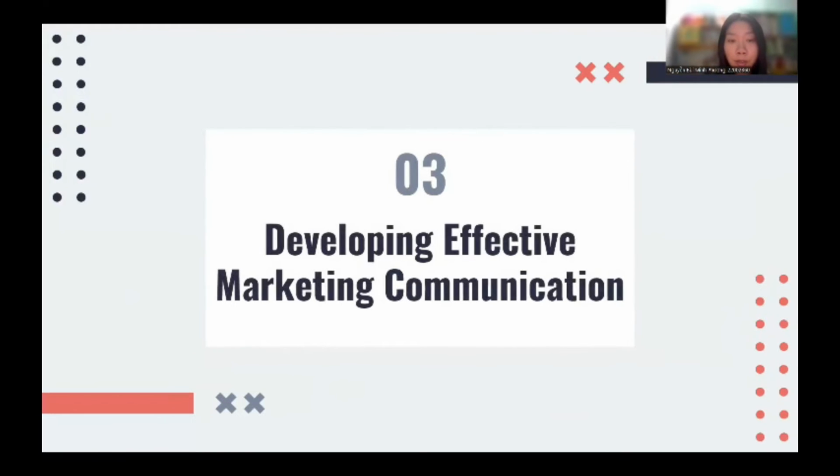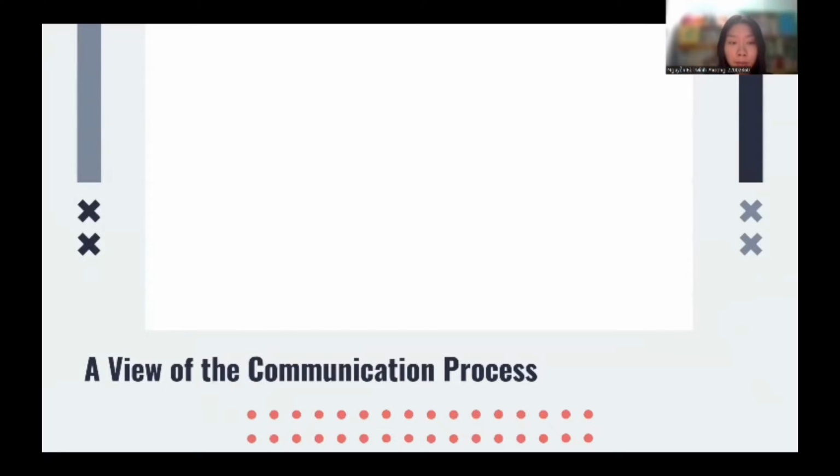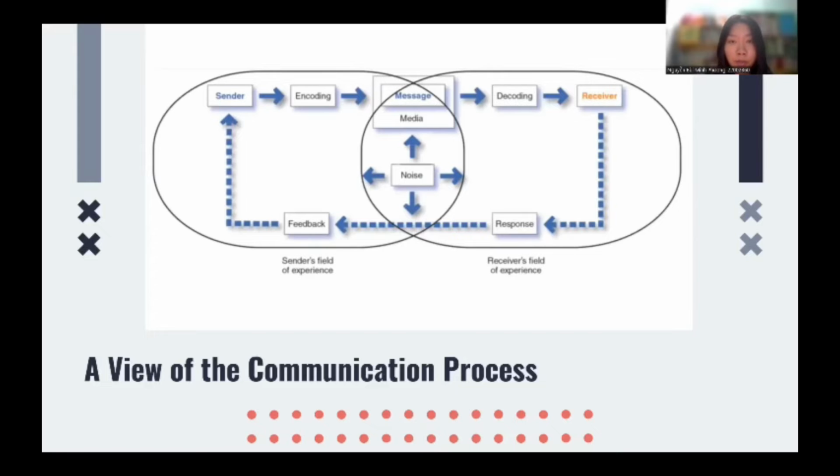Learning objective number 3: develop an effective marketing communication. A view of the communication process. Today, marketers are moving toward viewing communications as managing ongoing customer engagement and relationships with the company and its brand. To communicate effectively, marketers need to understand how communication works. Communication involves 9 elements. The sender and the receiver are the major parties in a communication. The message and the media are the major communication tools. Finally, encoding, decoding, response, and feedback are major communication functions. And the last element is noise in the system.